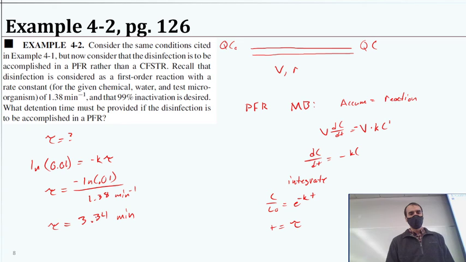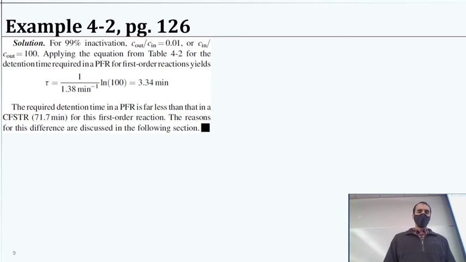I didn't bother trying to do that on the calculator or opening up Excel, but you could, and this should be the answer to that solution. And what we see here is that 3.34, compared to the 71 minutes, is quite different, right? In a plug flow reactor, I mentioned this last time, but now we can really see it with a few numbers. For a first order decay, the fact that our plug flow reactor is treating it like a batch, it takes a lot shorter amount of time to remove more of the mass.